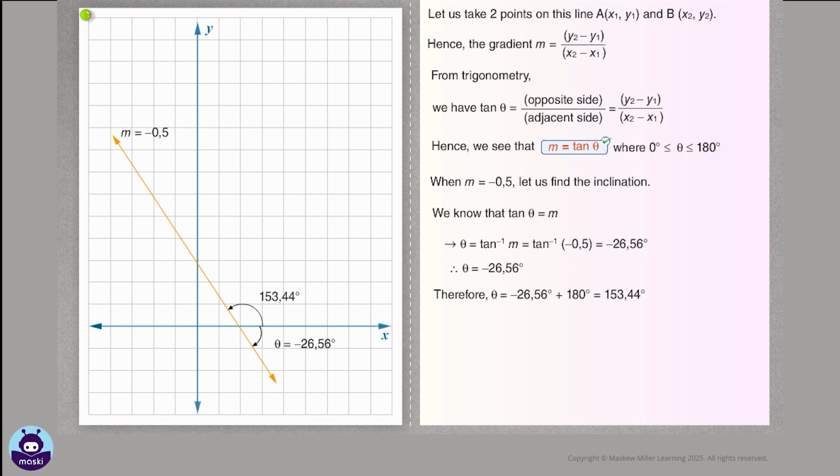Hence, we see that the negative angle in the fourth quadrant has been changed to an obtuse angle in the second quadrant. We can verify that the value of tan theta remains the same even after changing the angle. Tan 153.44 degrees is equal to negative 0.5. Also observe that the line, when rotated by 180 degrees, becomes the same line. We have established that m is equal to tan theta. Knowing the value of any one of m or theta, we can easily find the other.